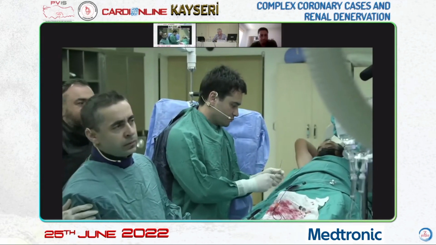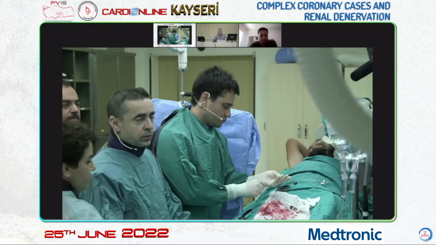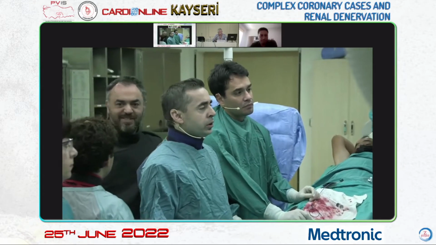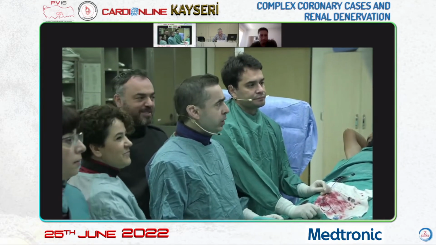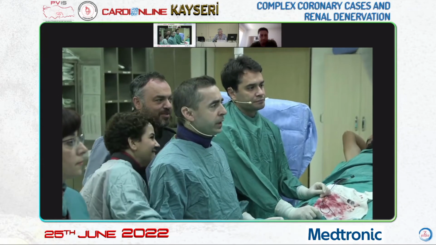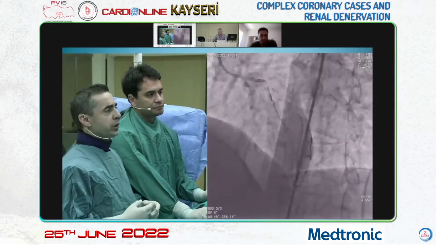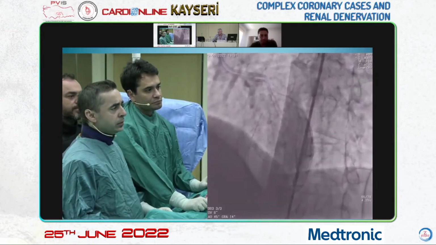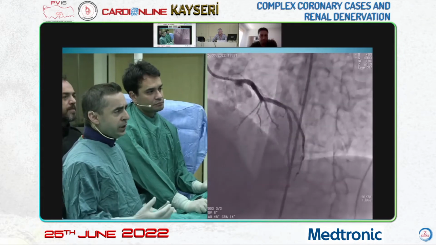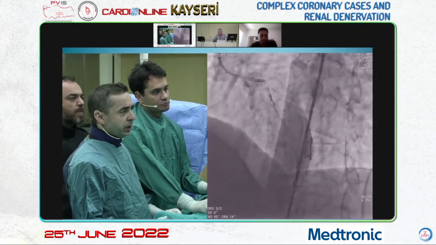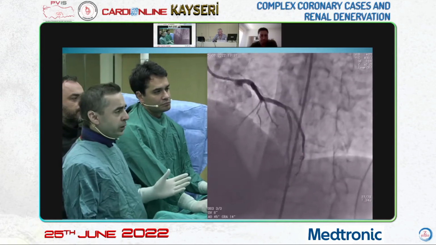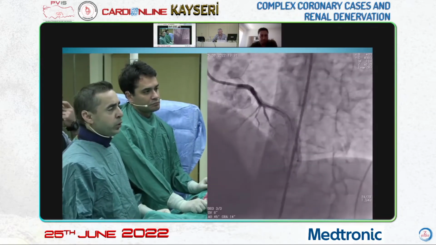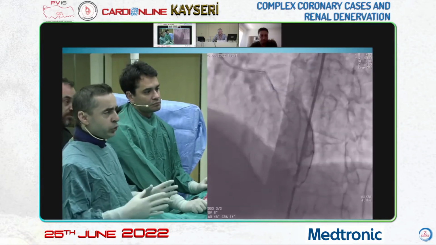After the case, we see that the LAD is totally obstructed, and there is obstruction after the diagonal. It is an atypical case. Whether it is CTO or recanalization, we were not sure. There is a channel, there is transition, but the vessel is totally diseased. Therefore, in order to understand it, intracoronary imaging was required.